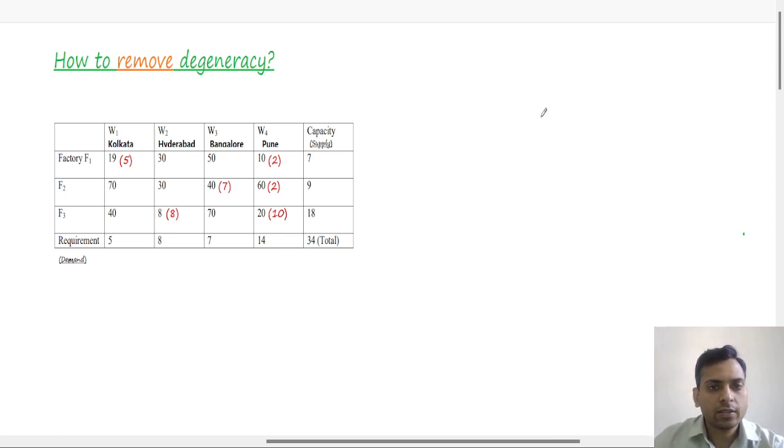So in this lecture, we will see how to remove degeneracy. As I taught in the last lecture, how to identify degeneracy. Now we will see how to remove degeneracy, so that we can apply the SSM and MODI method on it.